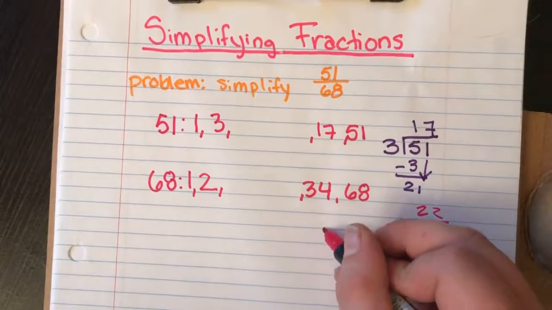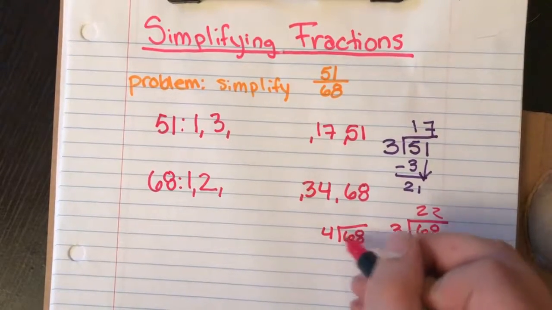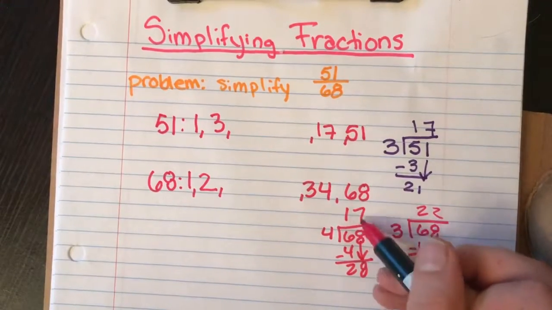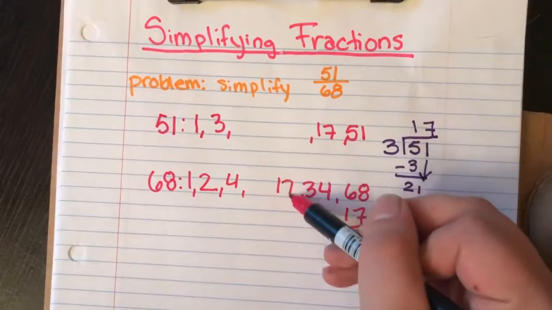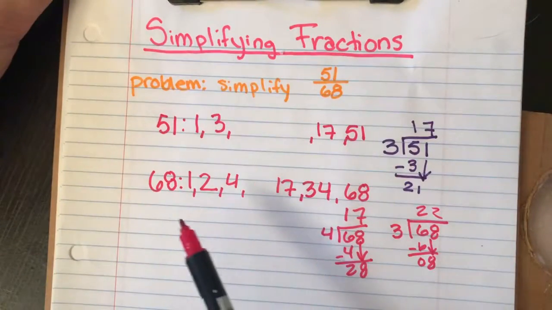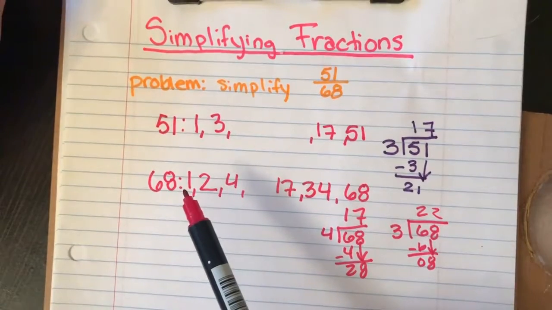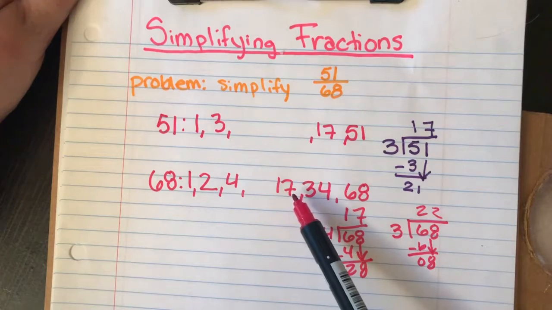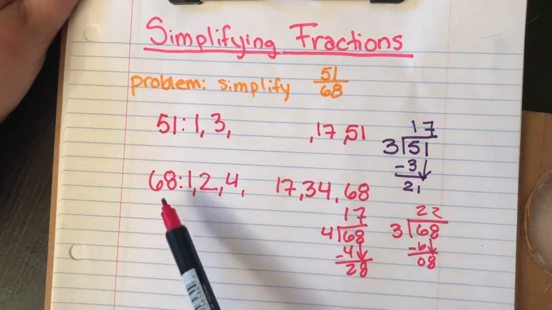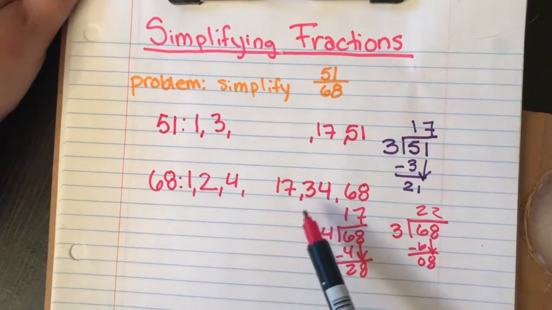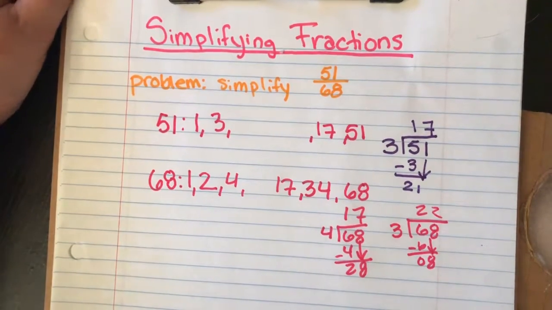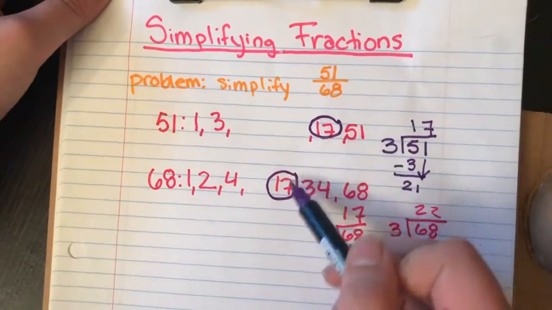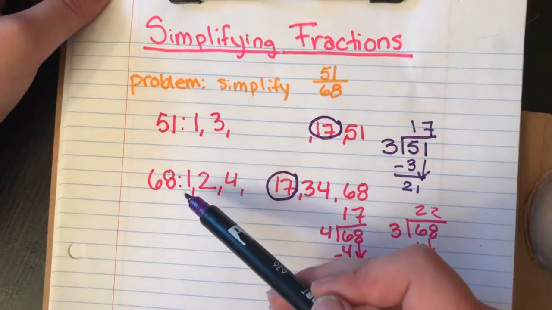But is 4 a factor? Let's see. 4 goes into 68 1 time. Yep. 4 and 17 are also factors. So before I keep going with factors of 68, I'm not sure if there are any more factors of 68. I already can see that 51 is not a factor of 68, but 17 is, and this is the next biggest. I know that 17 is the greatest common factor of 51 and 68.